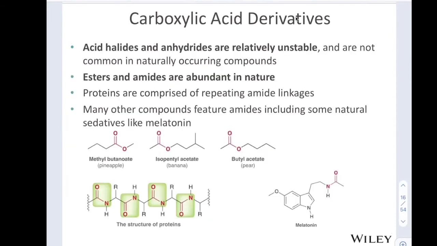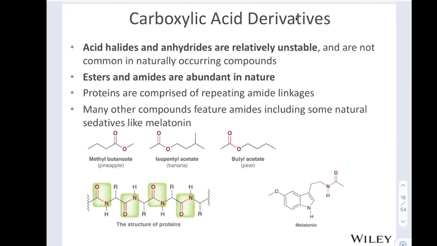If we talk about the reactivity of these derivatives, acid halides and acid anhydrides are very unstable. They're not commonly found in nature, and they're very reactive. And so we will see that we can use those very easily to interconvert between all of these molecules because they're so reactive. Esters and amides, however, are very abundant in nature, which means that they're more stable, right? If they stick around in nature. Proteins actually have these repeating amide linkages, and in biochemistry, you'll call those linkages peptide bonds.